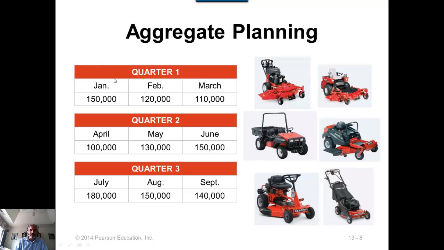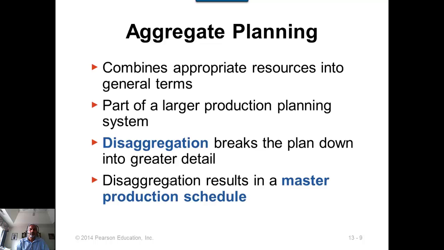Here is the aggregate plan for the different months over a 9-month period. So this is done monthly. Some companies do the aggregate plan monthly. Some companies do it quarterly for 6 quarters. So aggregate plan combines appropriate resources in general terms, as we've been talking about.